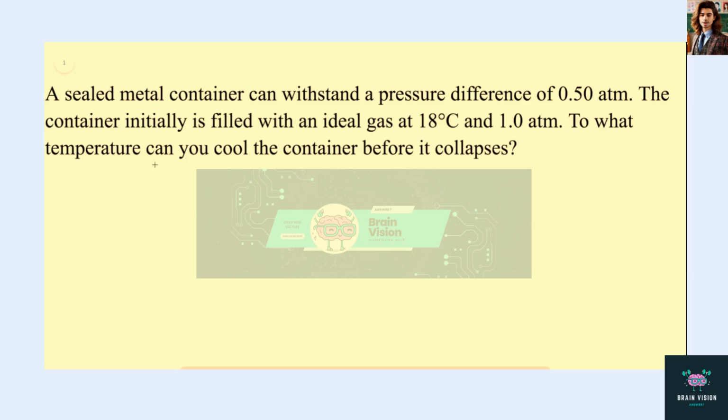A sealed metal container can withstand a pressure difference of 0.5 atmospheres. The container is initially filled with an ideal gas at 18 degrees Celsius and 1.0 atmosphere. To what temperature can you cool the container before it collapses?